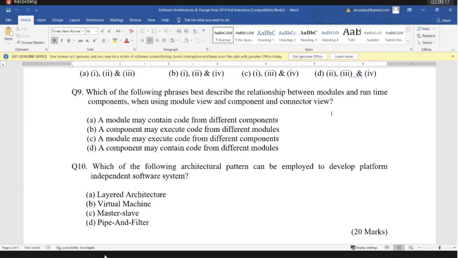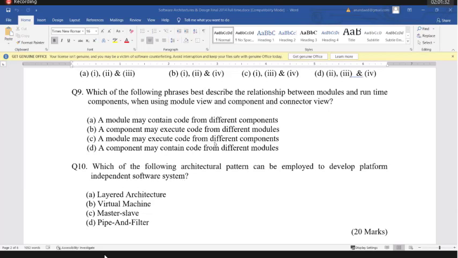Please don't confuse the deployment view and the component connector view. Deployment view captures the physical resources. There's a solution suggested. Someone suggested C, but it's the other way, I think.